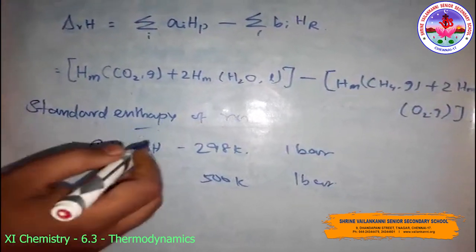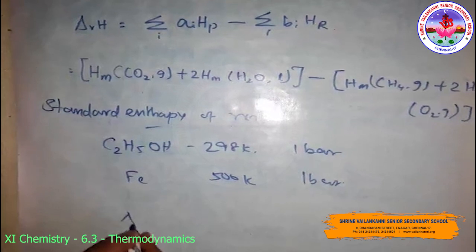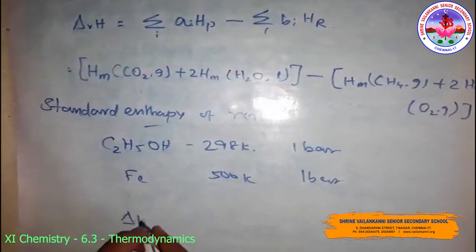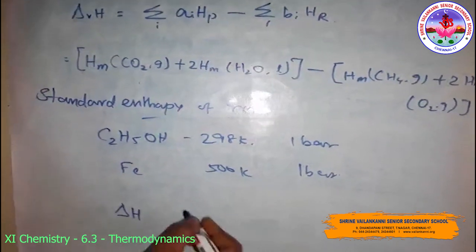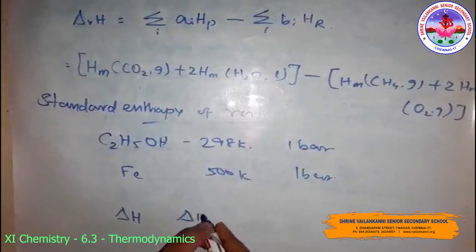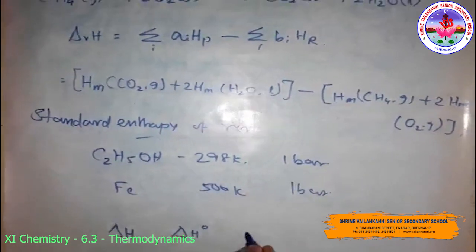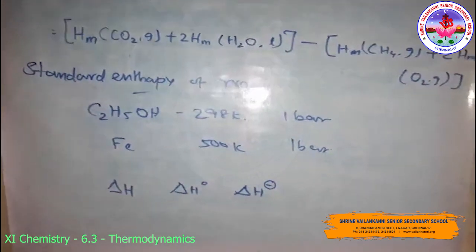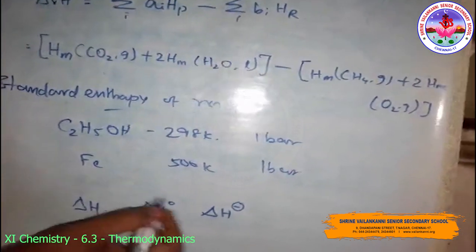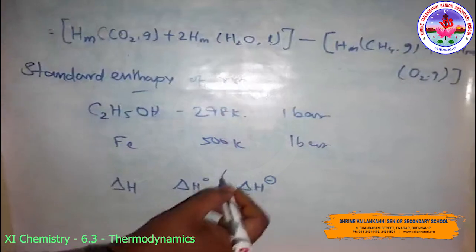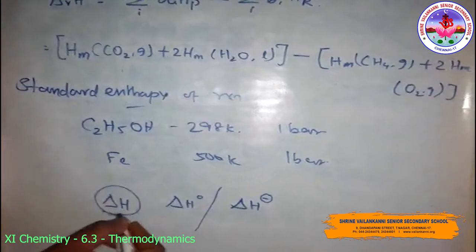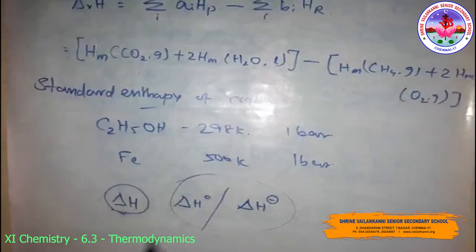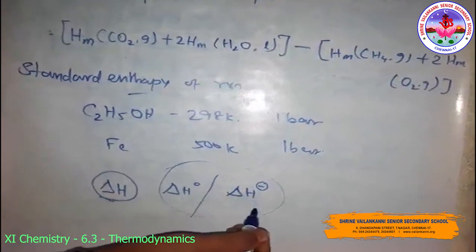Here, you already know this is the enthalpy change, and if you write delta H naught, or sometimes delta H with a superscript, the superscript indicates this is the standard enthalpy change. This is enthalpy change, this is standard enthalpy change. You can write it like this or like this.